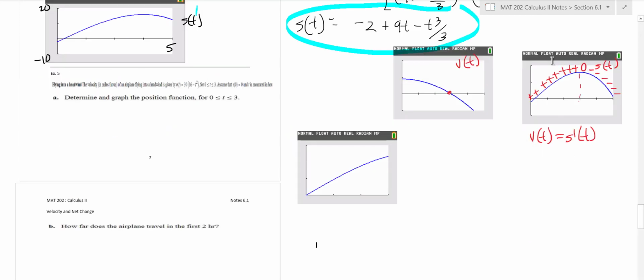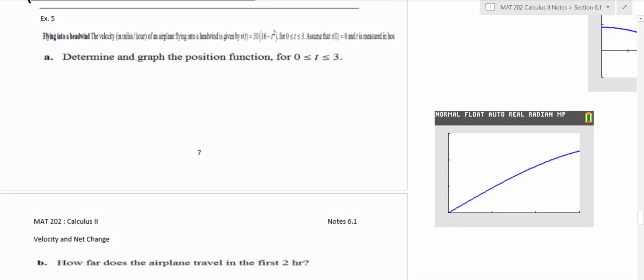Okay, so let's move to this example 5. We're going to run through this and then one last example to wrap this up. So this problem is saying that, flying into a headwind, the velocity in miles per hour of an airplane flying into a headwind is given by this velocity function, 0 to 3. And then here's this initial condition. Now, what we're going to do on this is kind of what we did on the last problem. We're going to determine and graph the position function.